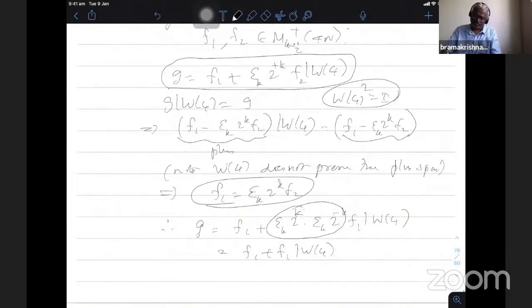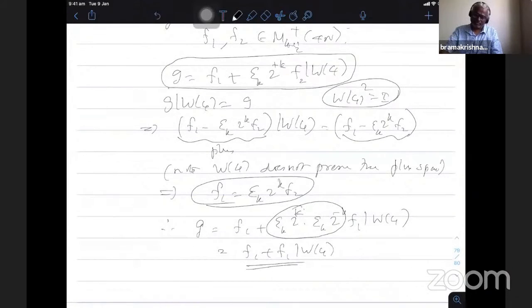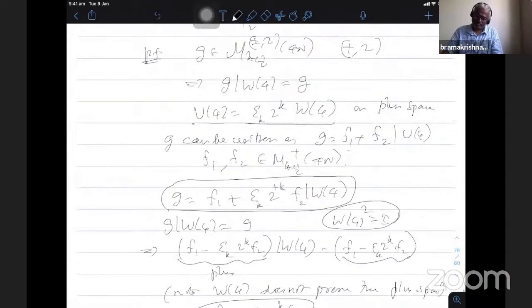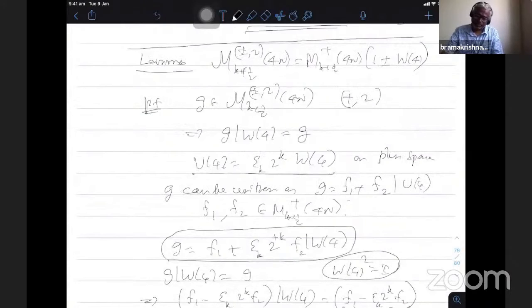The same function. So one way, inclusion, is obvious. That's what we have done. Sorry, one way inclusion we have proved. The other way is obvious. You take any form here. If I take f plus minus f bar W4, it is an eigenfunction of W4 with eigenvalue plus minus 1.